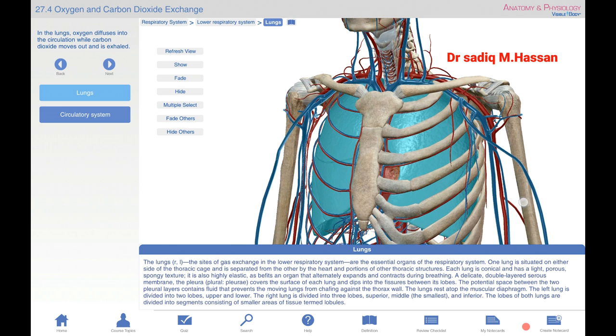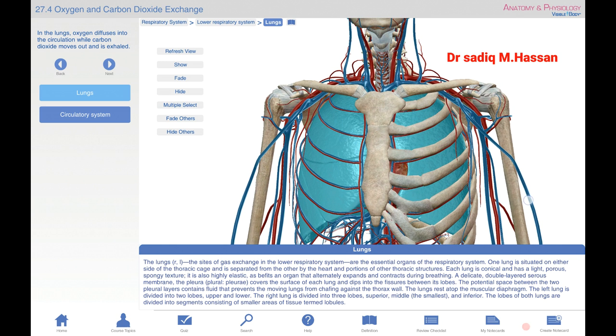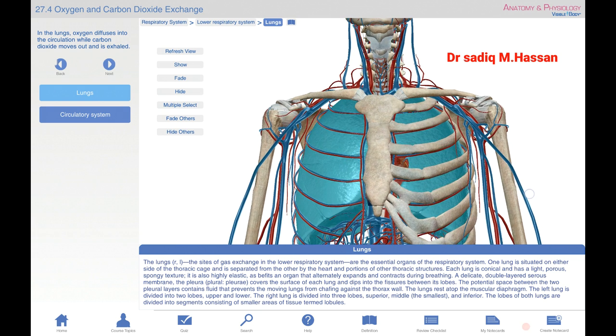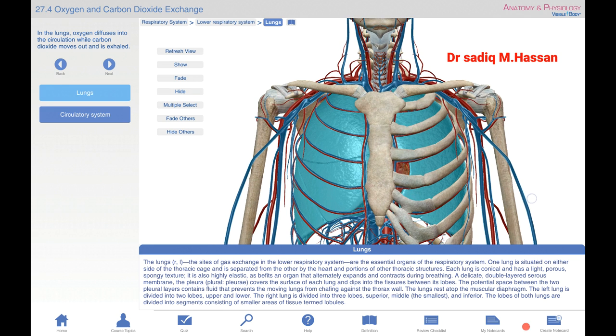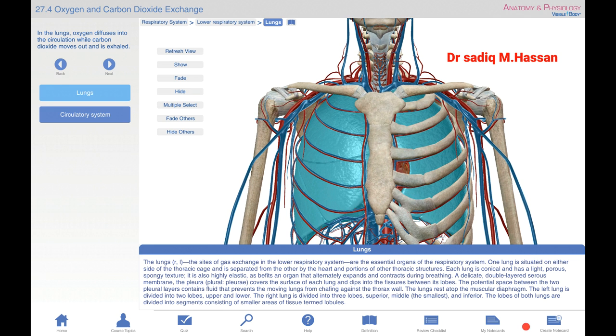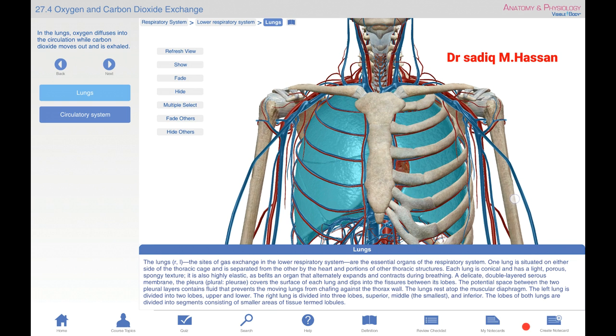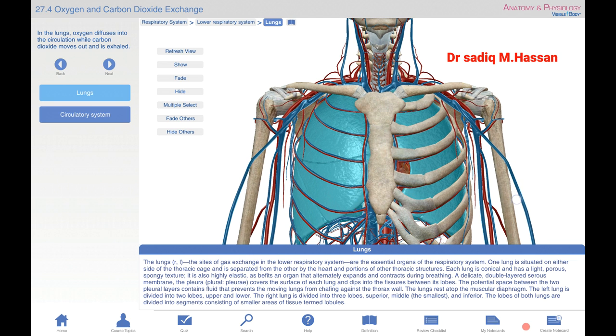We have discussed the heart and the blood vessels, whether arteries or veins. But let us see what we call the lungs. What are the lungs? They are the sites of gas exchange in the lower respiratory system and are essential organs of the respiratory system. One lung is situated on either side of the thoracic cage and is separated from the other by the heart and other thoracic structures. They are covered by a delicate double layer.